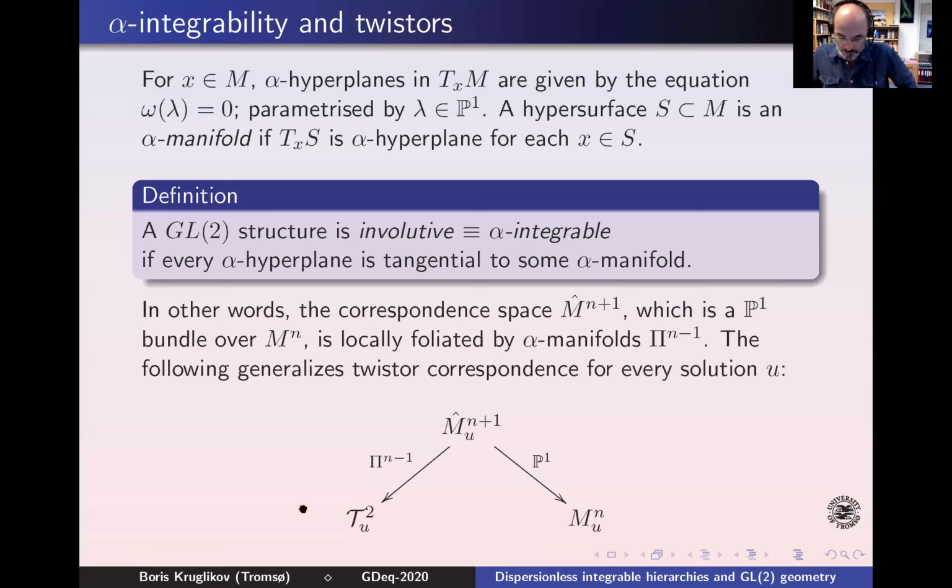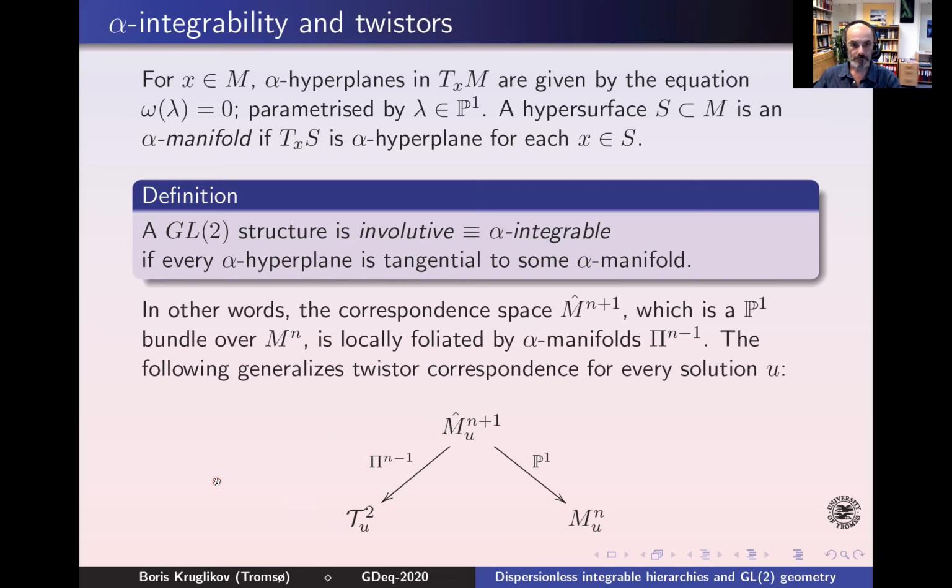That's called the twistor correspondence. Now we can think, due to the previous story, that this happens on every solution of the hierarchy. So every solution is an n-dimensional manifold. I mark the solution U. So we have this. Then we have the correspondence space above our solution, and then we can quotient and go to twistor space.